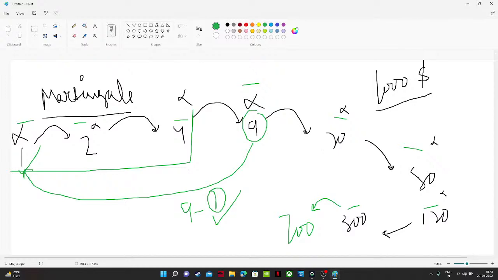Yes, I agree with you. If you're using martingale, you need to have an accuracy of at least 55 to 60%.